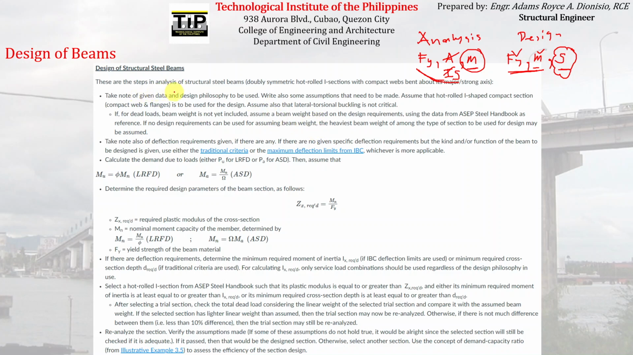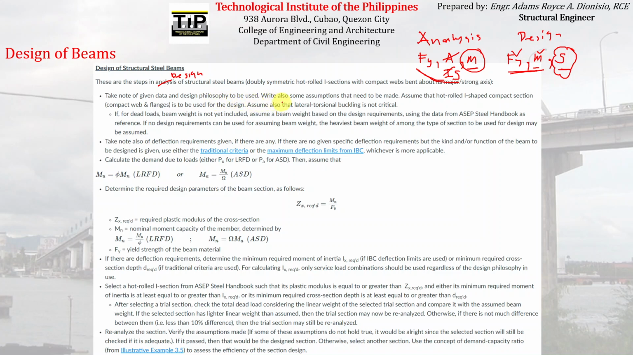So these are the steps in analysis of structural steel beams. Doubly symmetric hot rolled I-sections with compact webs bent about their major or strong axis. Okay, actually, this is not analysis but design. So this must be design. So this is how you design a structural steel beam. First, you have to take note of the given data as well as the design philosophy, whether LRFD or ASD is being asked to be used.